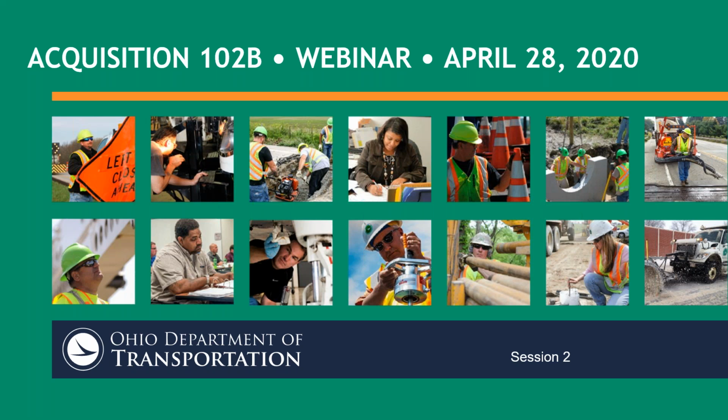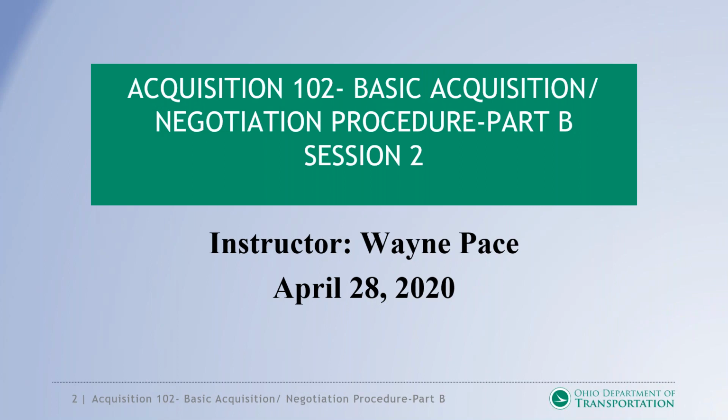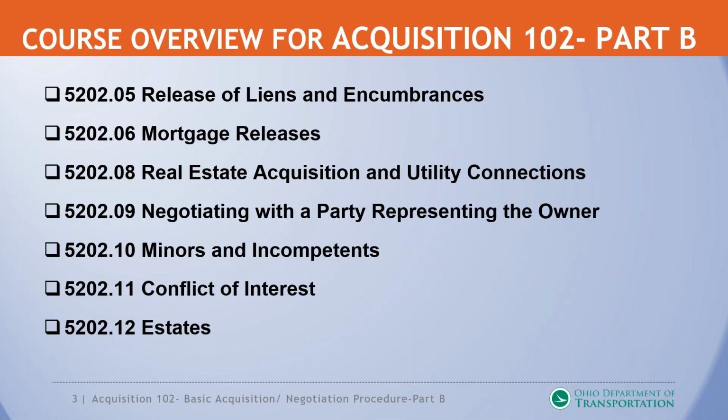This is our last day for the webinar, Acquisition 102B. With this last session, we're going to get into a couple of things. We'll be hitting the highlights of the release of lien of encumbrances, talking about the mortgage releases, a little bit about real estate acquisition and utilities, just one aspect of it, because there's multiple facets you can really get into, but we're just going to talk about one part of it. Negotiating with a third party, representing the owner, minors and incompetence, conflict of interest, and the estates.